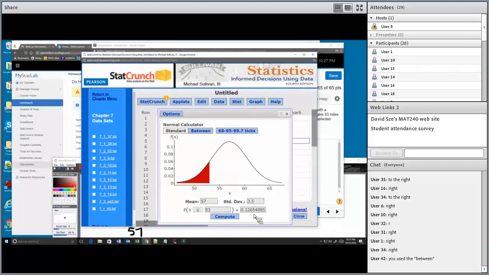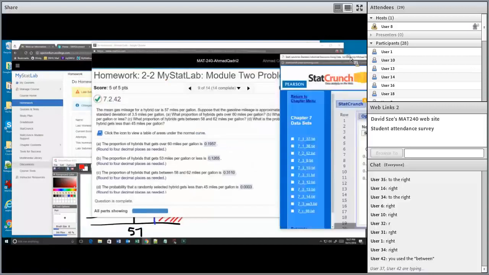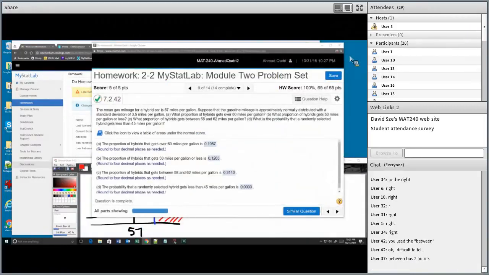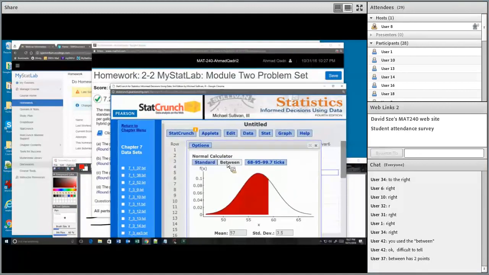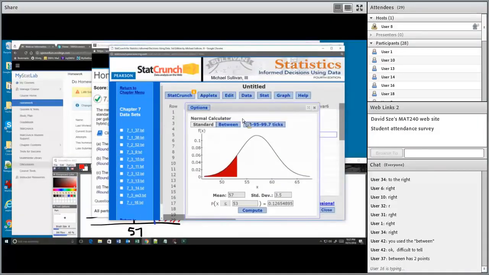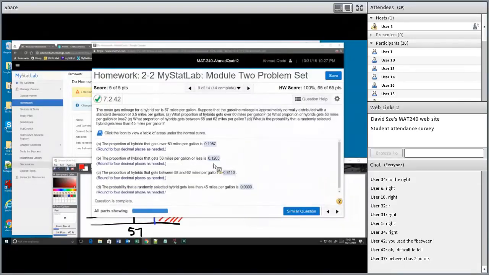I used the between option. No, I'm at standard. It's kind of weird. This is actually not selected, I guess. Even though it looks like it's selected, this is not selected. You see, if I click here, now it gets selected. Actually, I'm on the standard option. Yeah, between has 2 points, see, between has this and this. Standard has only 1 point. Okay, so less than 53 is 0.1265.